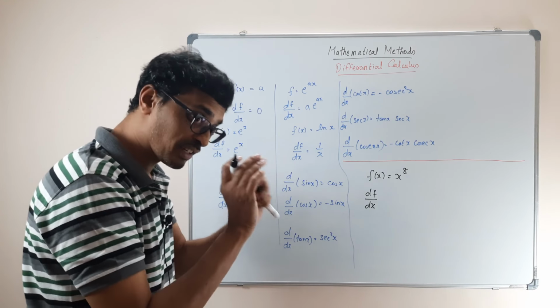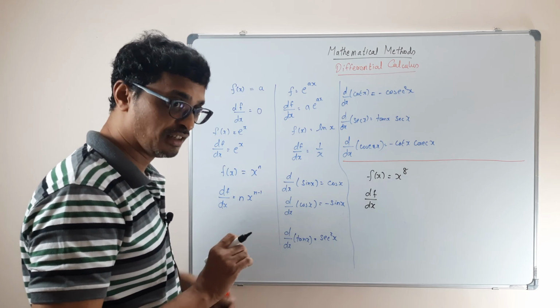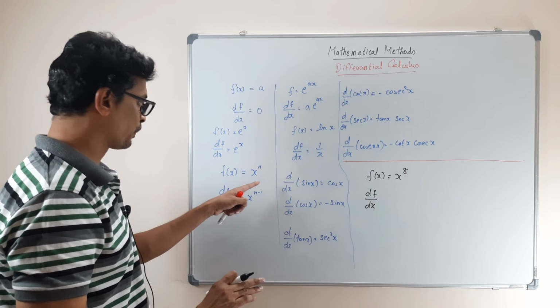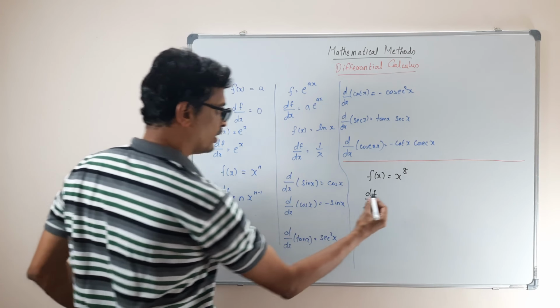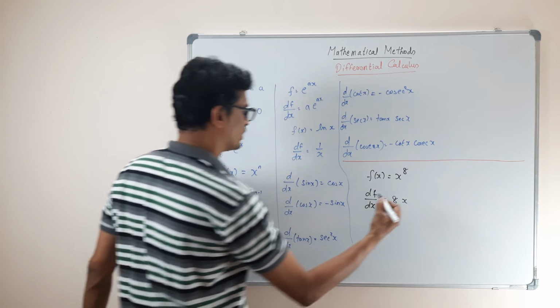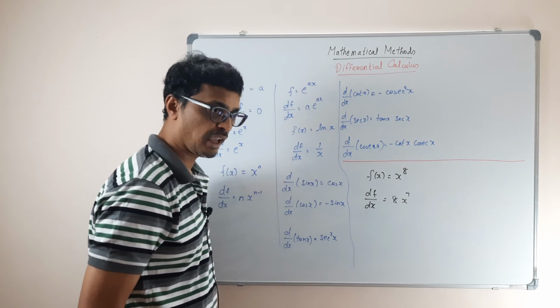e is just a number. Remember, I wrote you the number, right? So that's what e is. So tell me what this will be? 8x to the power of 7. That's it. Simple. Okay, n minus 1.